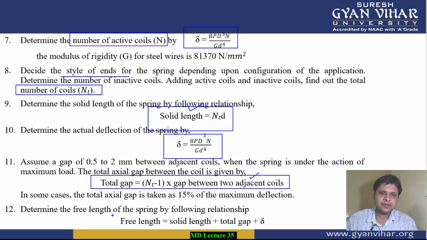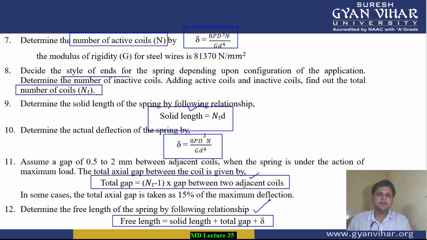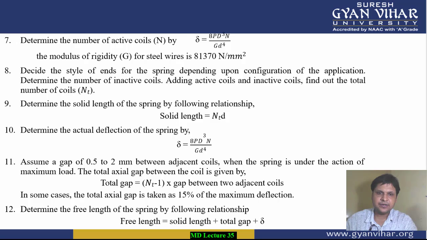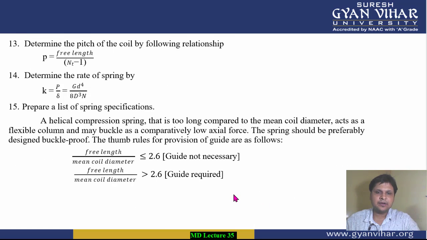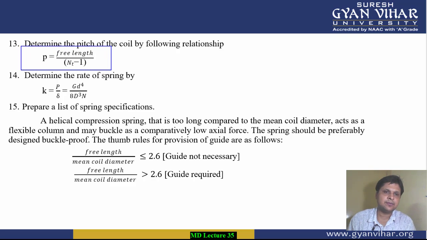Finally, the free length of the spring can be calculated by this particular formula, where free length is equal to solid length plus total gap plus del. If more information is needed, then pitch can also be calculated by this formula: P, pitch, is equal to free length upon nt minus 1. Similarly, the rate of the spring can be calculated: K is equal to P by del, and it is equal to G d to the power 4 upon 8 D cube N.